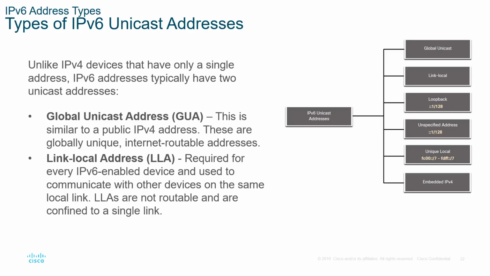Now, link local addresses are not routable and are confined to a single link. They are similar to a private IPv4 address. However, the link local address, or LLA, is confined to a single link.